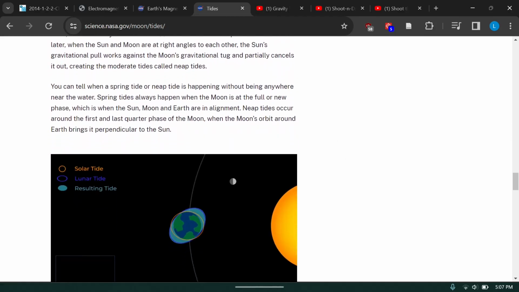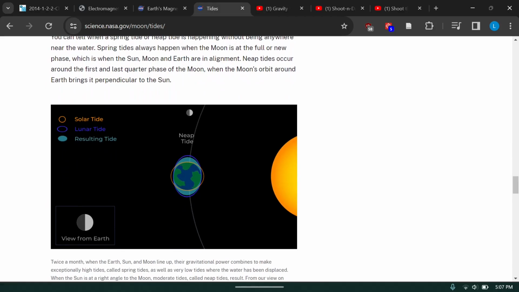The other thing that affects this is that the sun is also pulling on the Earth and the water around it. And so we get this extra tidal effect from the sun, that is the orange ring, the solar tide, and that adds or cancels out a little bit with the lunar tide. When they add together, which happens here, you get the spring tide. When they cancel out, which happens here, you get the neap tide. The spring tide is the highest tide of the year, the neap tide is the lowest.